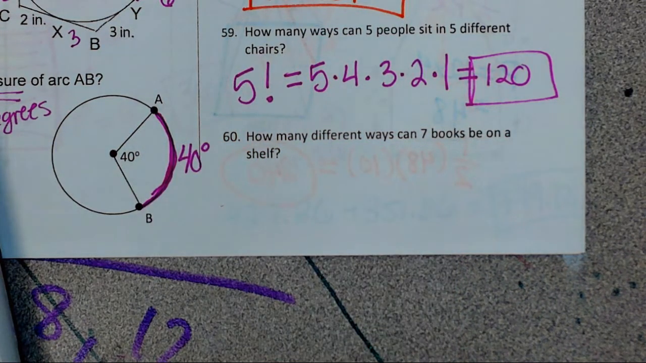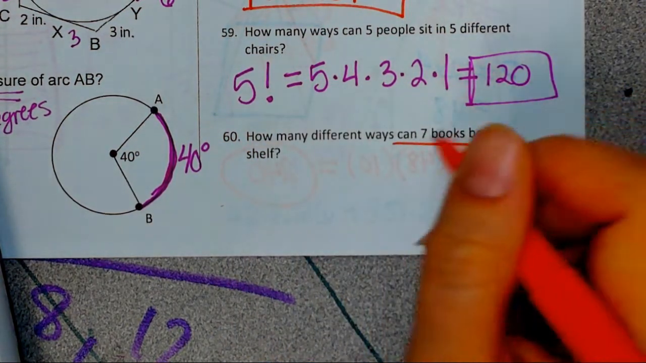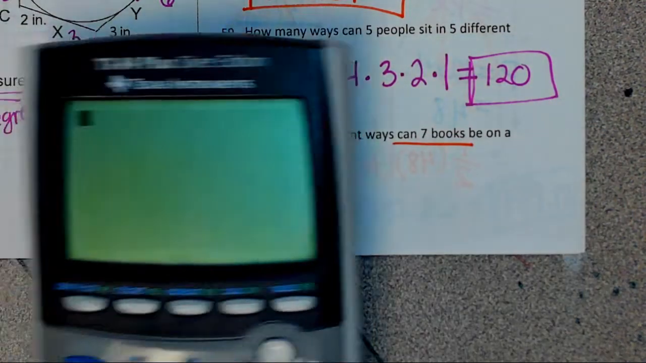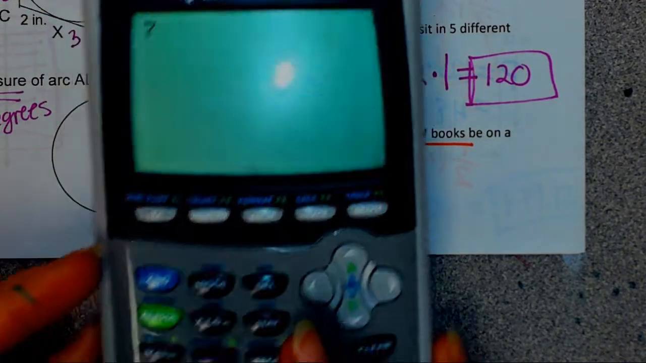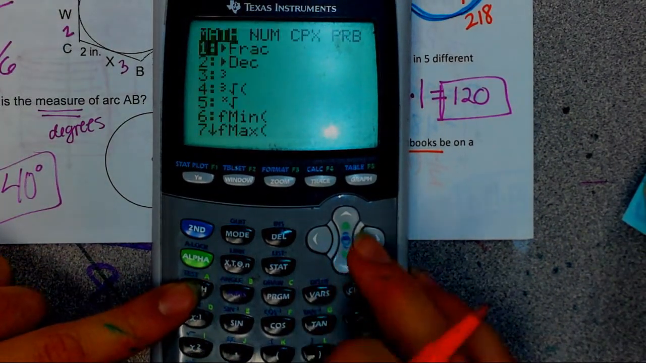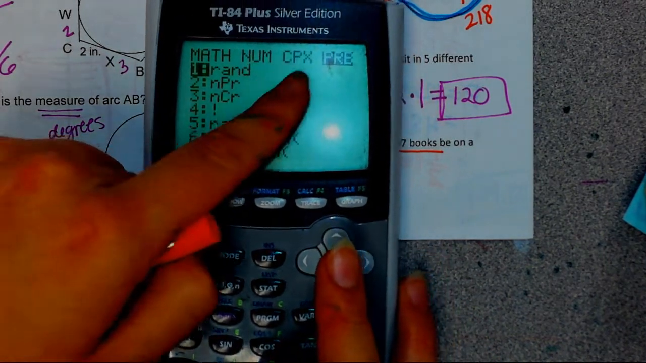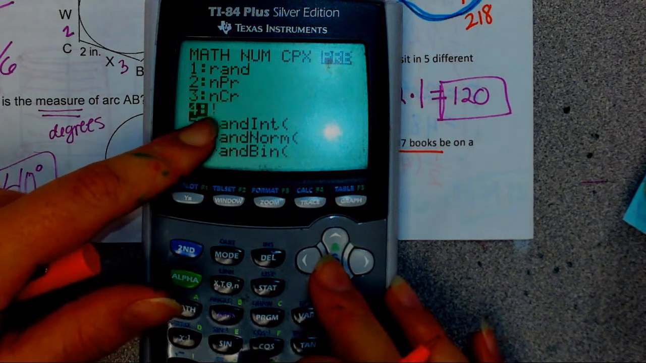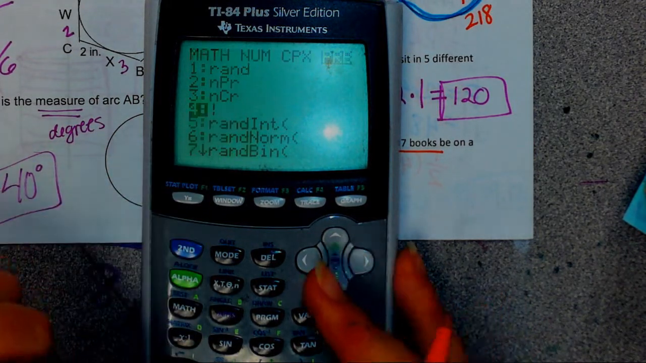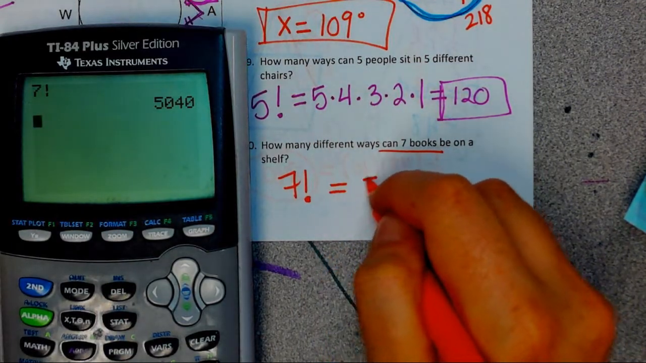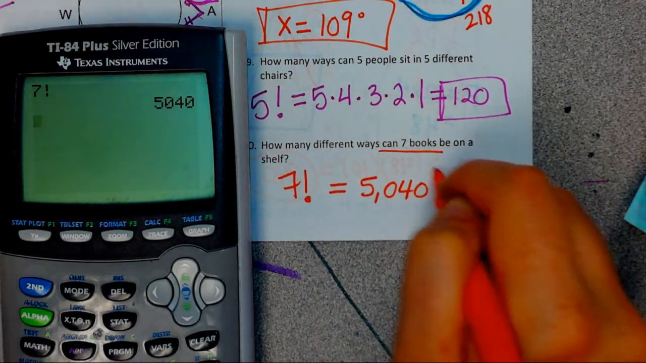Like for this next problem, it's the same kind of thing, but instead it's going to be 7 factorial this time. So you can type in 7. Let me zoom out a little bit so you can see. You press math. You go over to where it says PRB. This stands for probability. And then you see your exclamation point, the factorial. Hit enter. And we get that that's equal to 5,040. Okay.